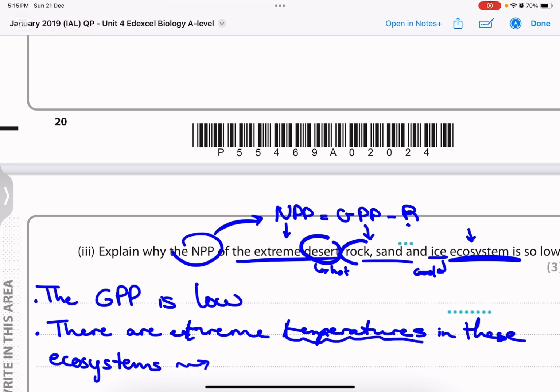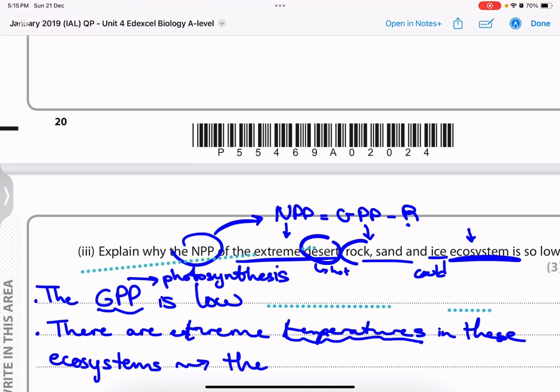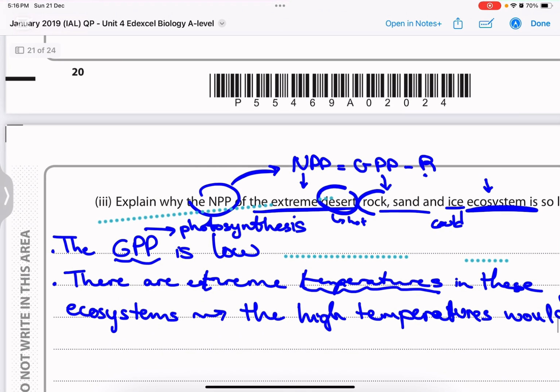which is basically the enzymes. Temperature affects enzymes that are present in the plants. Because of that, they make GPP low. GPP is gross primary productivity, which is related to photosynthesis a bit. So any point, you must relate it to the plants living in these ecosystems. So the high temperatures would denature the enzymes.